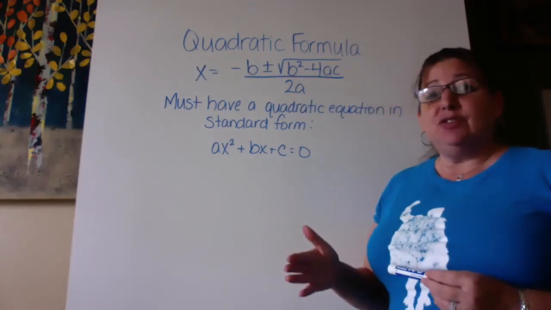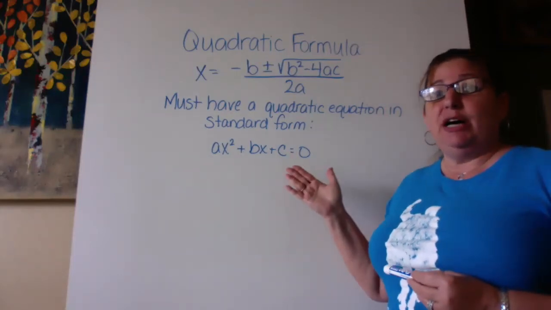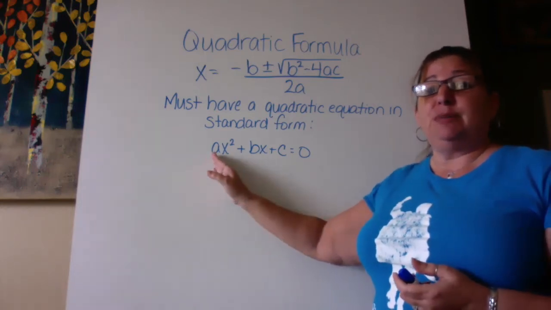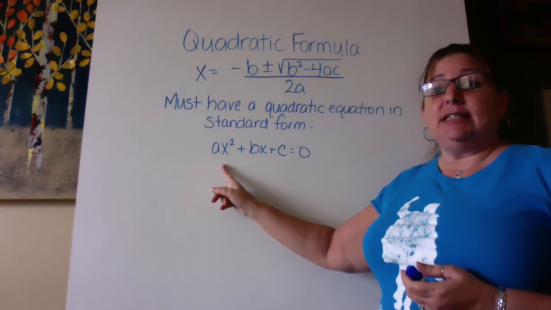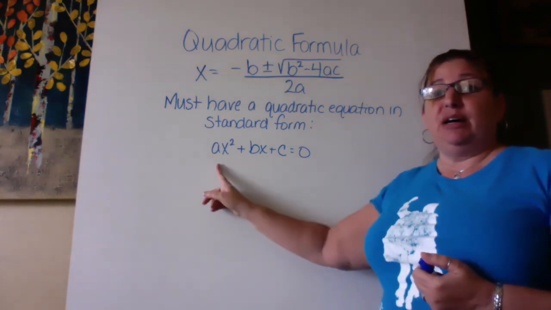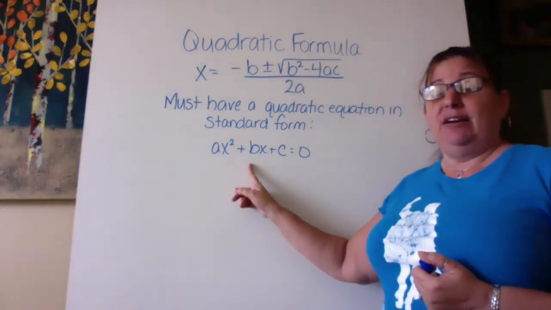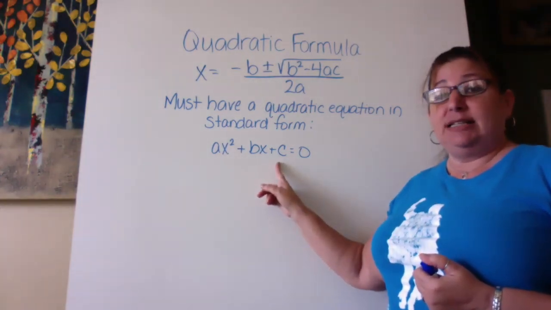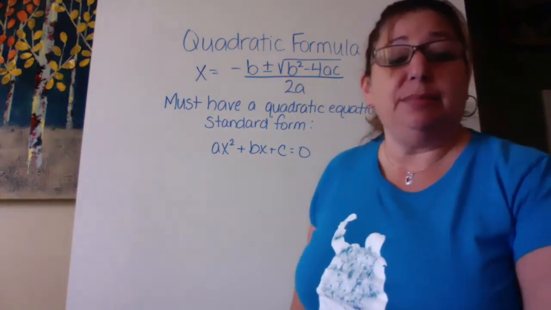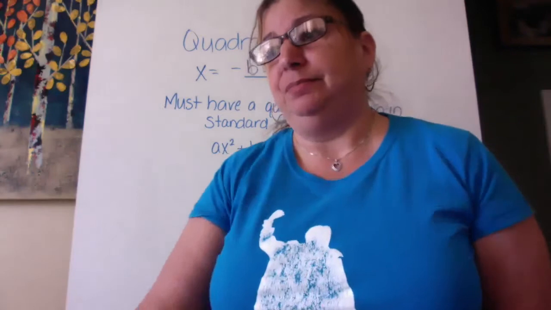Okay, so the first thing you need to know is you have to have a quadratic equation in standard form. And the standard form is when I have ax squared plus bx plus c equals 0. So I have an x squared term, I have an x term, and I have a constant term, and that's all set equal to 0. So let me show you what one of those looks like.